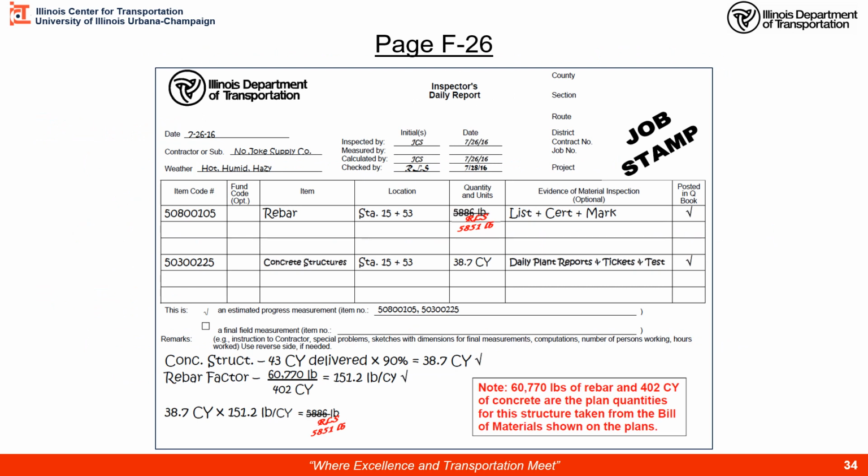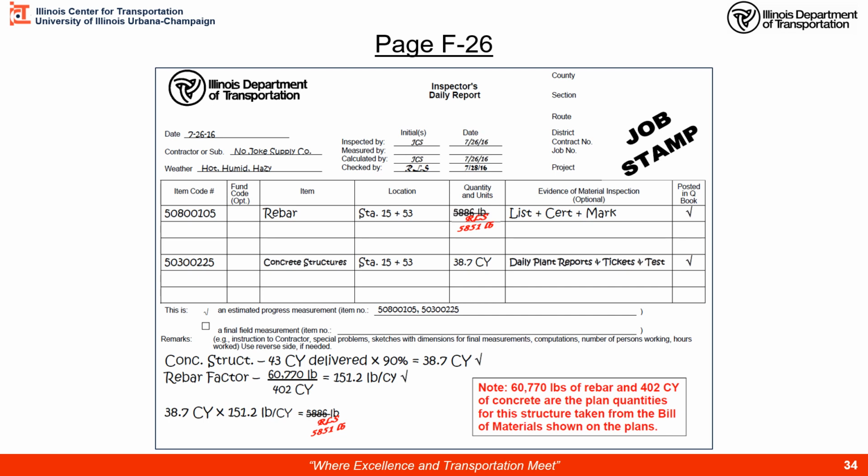On page F26 is an example of calculating rebar and concrete for our estimating. We're out on the job site. We have concrete tickets that total 43 cubic yards that were delivered. We multiply by our reasonable factor of 90%. That gives us 38.7 cubic yards as our estimated quantity. That goes here in our concrete structures.